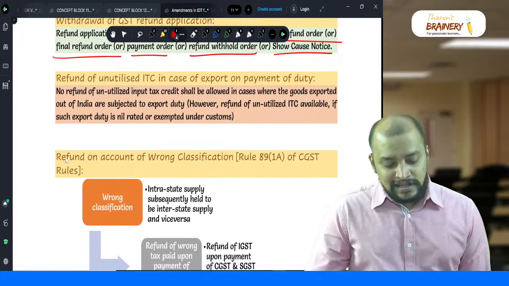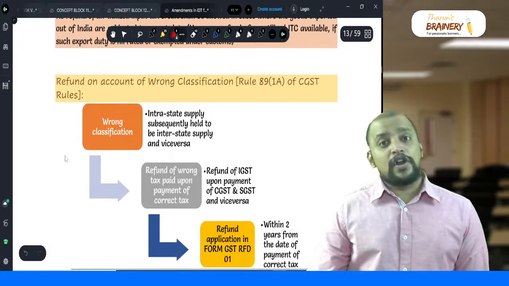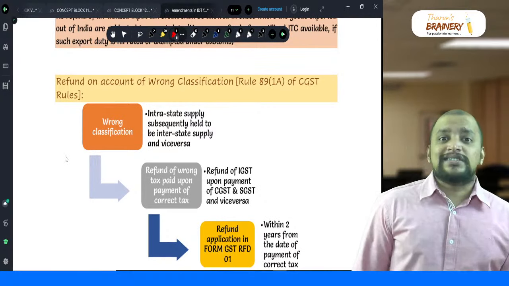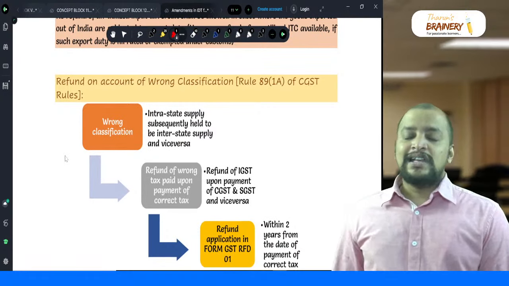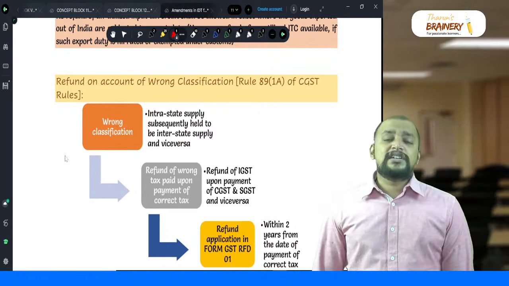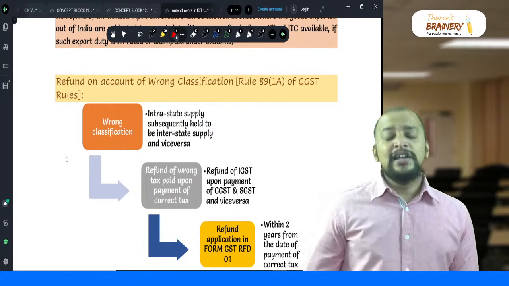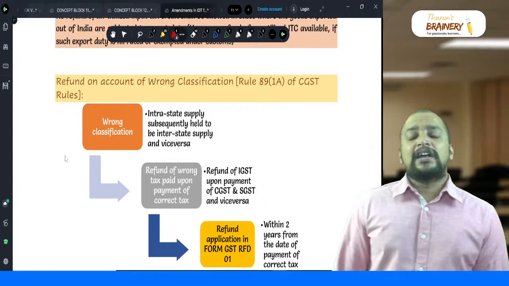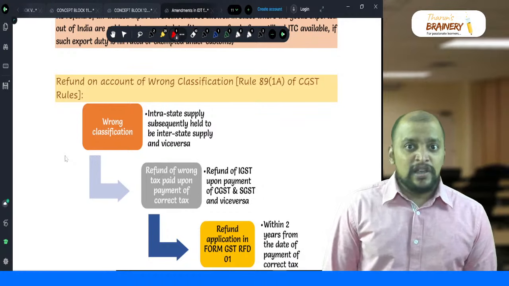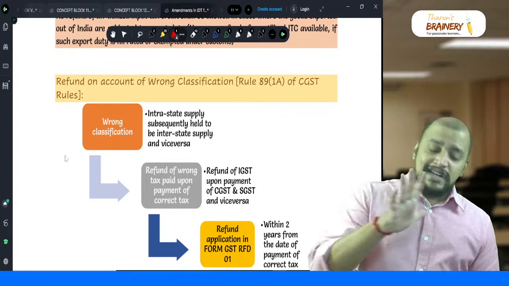Then refund on account of wrong classification, that is treating intrastate as interstate. Section 77. Related to that, there was no clarity as to when the refund application should be made, etc. So now they brought some clarity under Rule 89 Sub Rule 1A of the CGST Rules. That is treating intrastate.